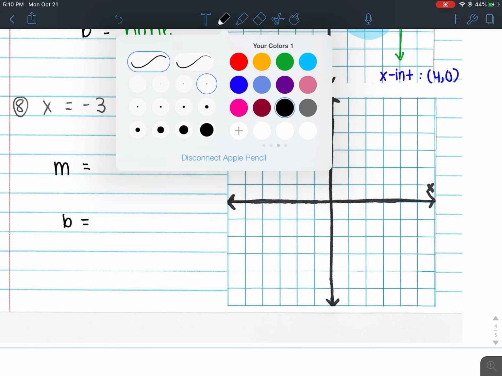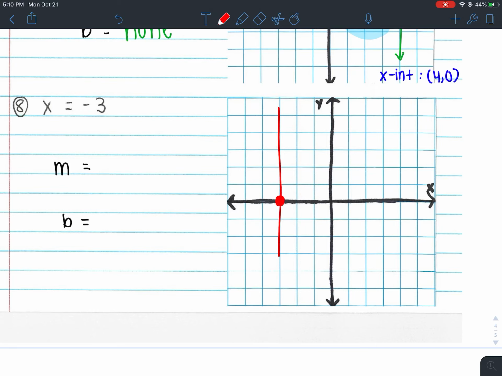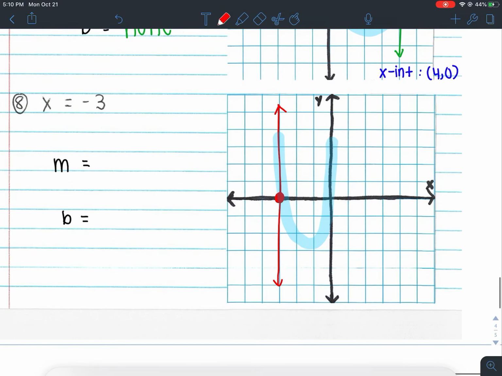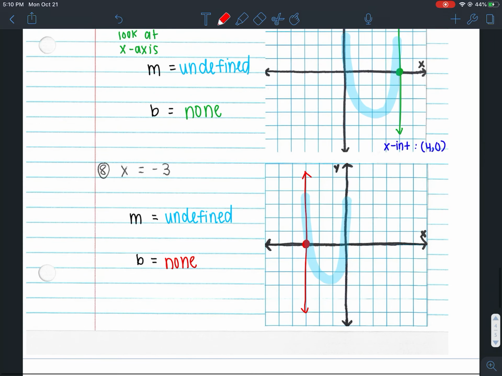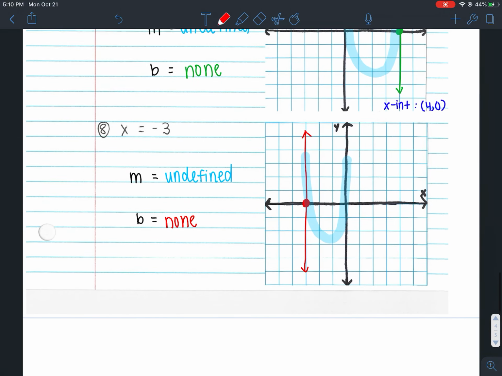Okay, with number 8, it is x equals a number, so it's going to be on our x-axis. Remember, if it's by itself, you just want to look at that only. Okay. So here, it's the x-axis, and it's telling us to look at -3. So we're going to go on the x-axis at -3. Okay? And then we're going to follow those tick marks, so make sure you're going up and down on this one. The slope on this one, again, is undefined. And the y-intercept here, we don't have one. It doesn't cross the y-axis, so we have none. Okay? So you only have none if it doesn't cross.